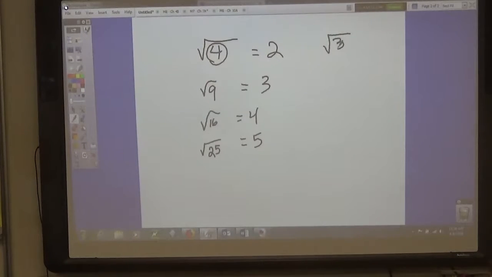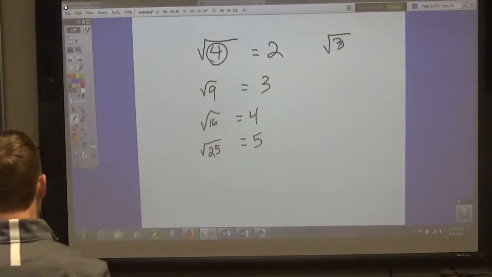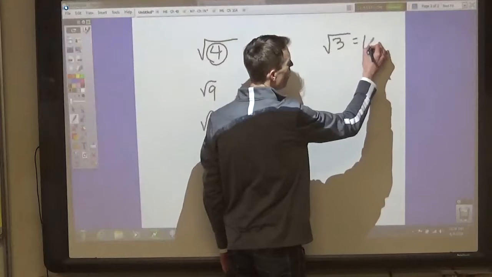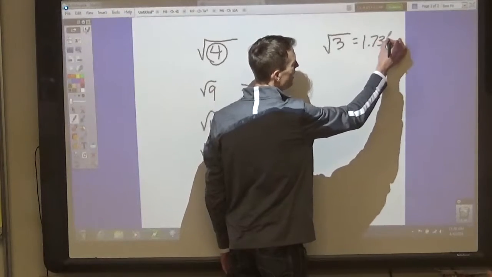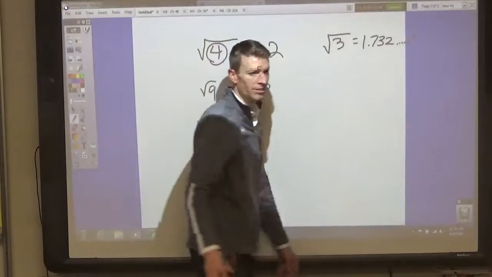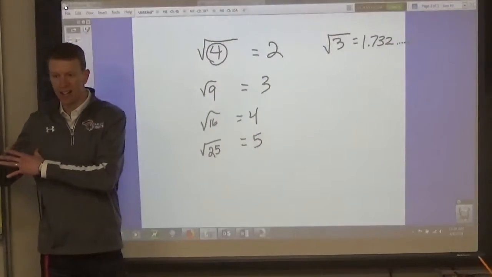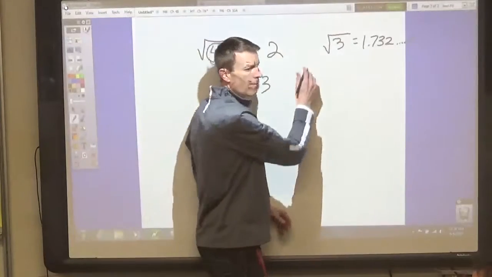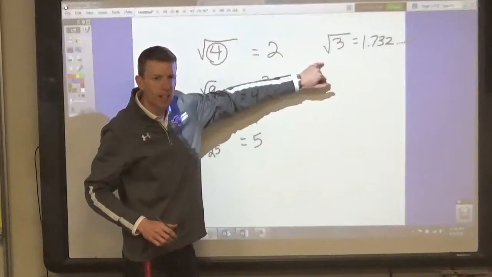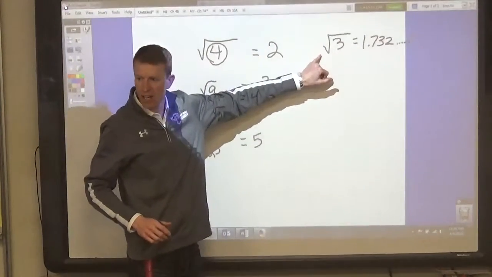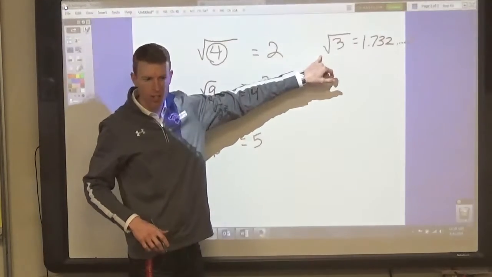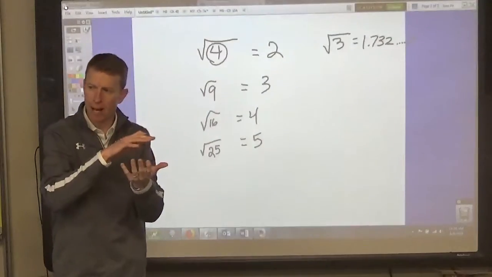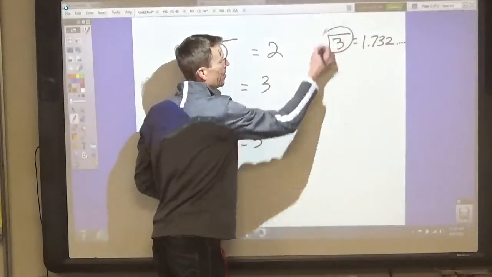One point... You got it too? 1.7320508. Yep. So it's like 1.732 something, and it goes on and on and on. Why? Okay, listen everyone, this is an example of an irrational number, because you can't find the exact number you would multiply by itself to get 3.